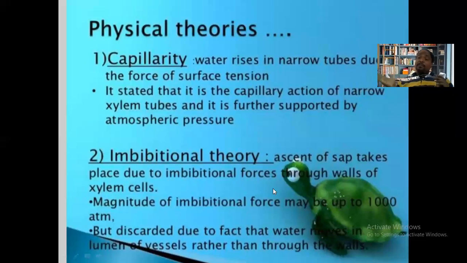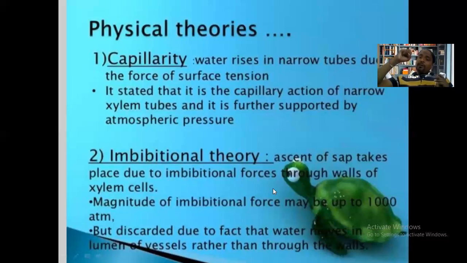Okay, the third theory is the imbibitional theory. We all know the process of imbibition. What is imbibition? Imbibition is the process where certain molecules absorb water and swell up, isn't it? So when they come into contact with water, it is absorbed by these molecules. We all know that the cell wall is made up of cellulose. The idea behind this theory is that the cellulose present in the cell wall will absorb the water.